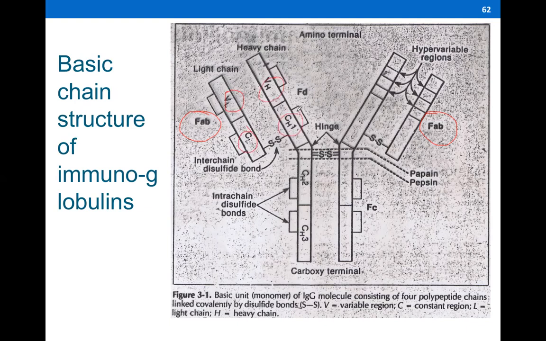Okay, so technically, this one is the whole Fab region. This is disulfide bonds and also disulfide bonds. Okay. What about your fragment crystallizable, your Fc region here?